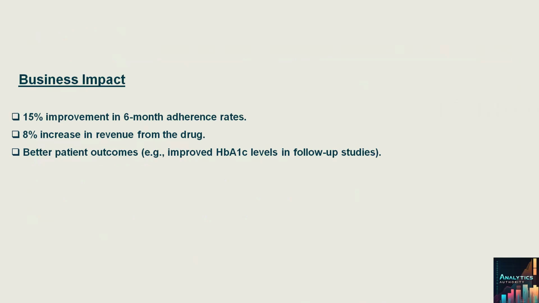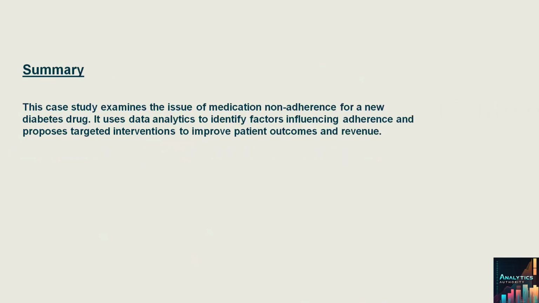So with this solution, the business impact is a 50% improvement in the 6 month adherence rate, meaning after doing these activities, a significant improvement has been noticed. Then an 8% increase in revenue. So that is a kind of correlated metric: if the drug is selling more, the revenue is going to surge. Then the better patient outcome. If patients are longer on the therapy, their HbA1c levels and other things are also supposed to be within limits, and we can say that is a better patient outcome.